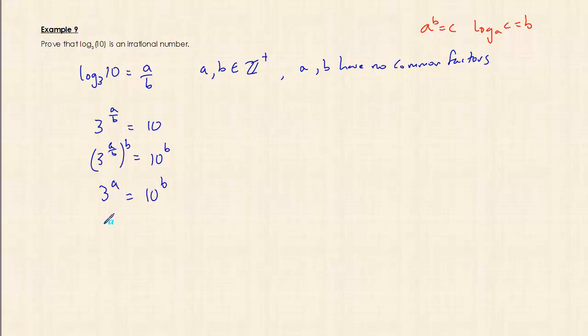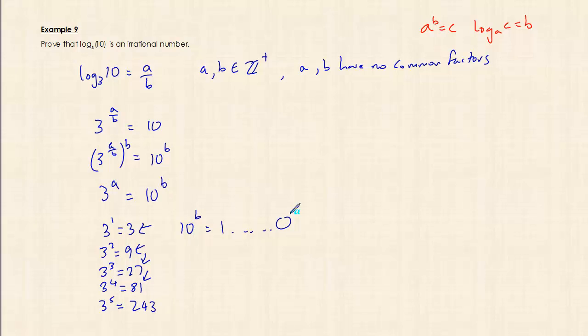Now this cannot happen. 3 to the power 1 is 3. 3 squared is 9. 3 cubed is 27. 3 to the 4 is 81. 3 to the 5 is 243. All powers of 3 end in a 3, a 9, a 7, or a 1. 10 to the b has to end in a 0. So these two things cannot be equal, and we have, once again, a contradiction.